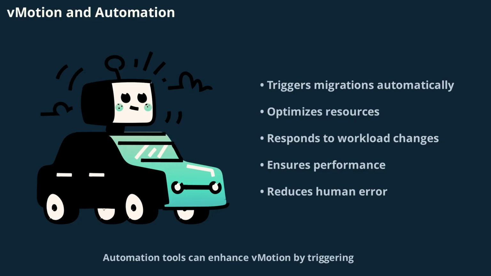Automation tools can enhance vMotion by triggering migrations based on predefined policies or real-time analytics. This enables dynamic resource optimization, rapid response to changing workloads, and consistent application performance. Integrating vMotion with automation platforms streamlines operations and reduces the risk of human error.